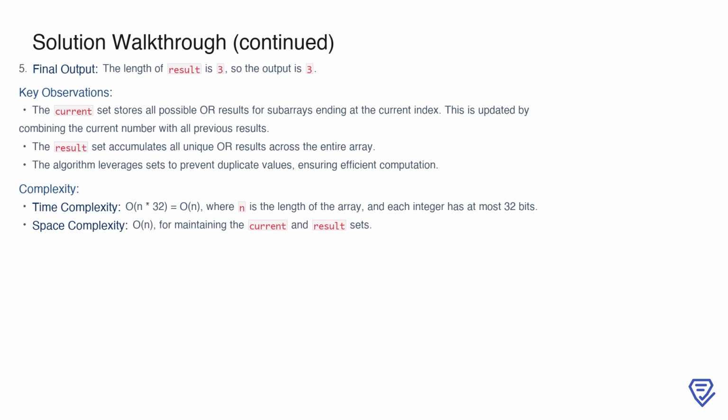Regarding complexity, the time complexity is O(n*32), which simplifies to O(n), since each integer has at most 32 bits. The space complexity is also O(n), to maintain the current and result sets. This approach is both efficient and effective for solving the problem.